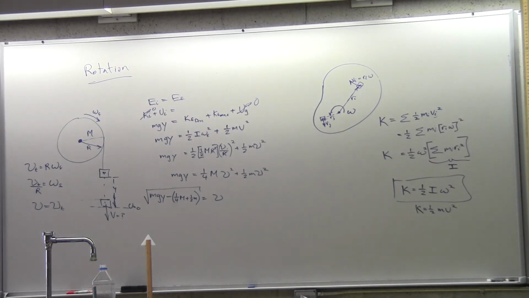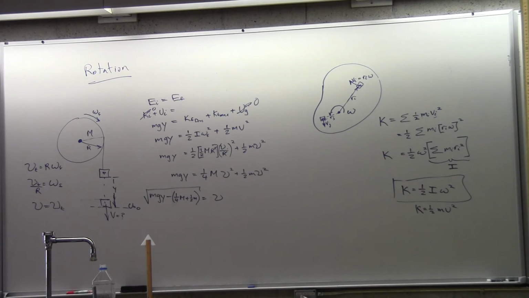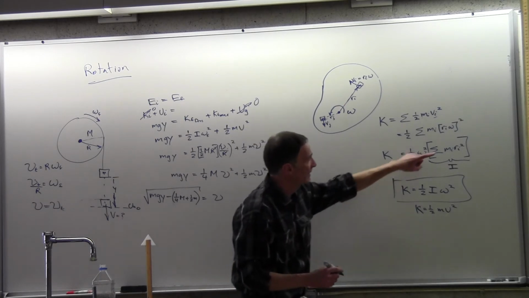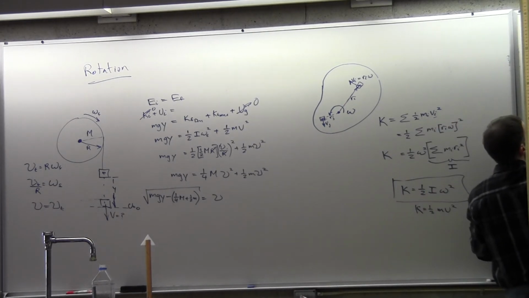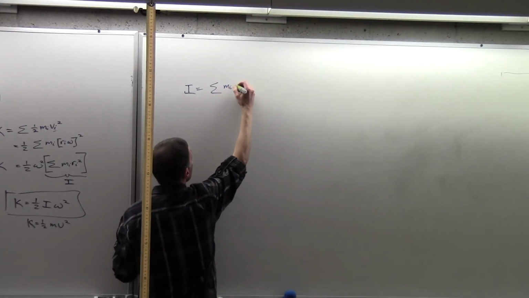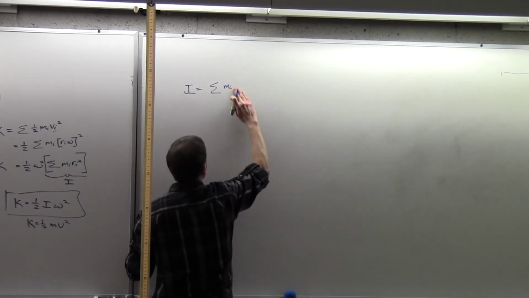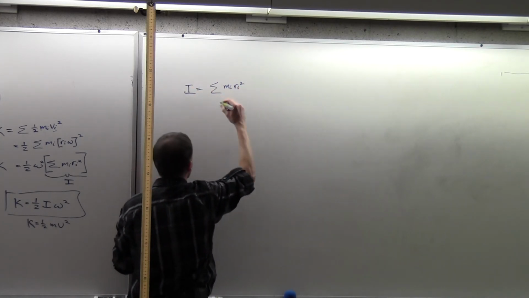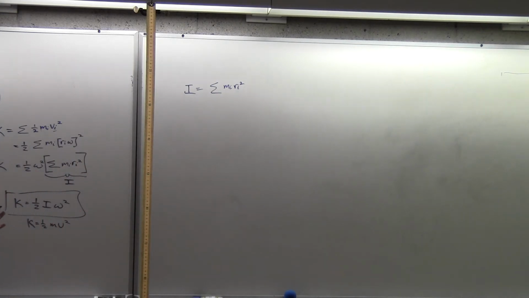Okay, let's see. As far as this idea of calculating moments of inertia, the idea that I is equal to the sum of m sub i times r sub i squared, okay, summing those up. If we have an extended body, we may have to do that summation in the form of an integration.